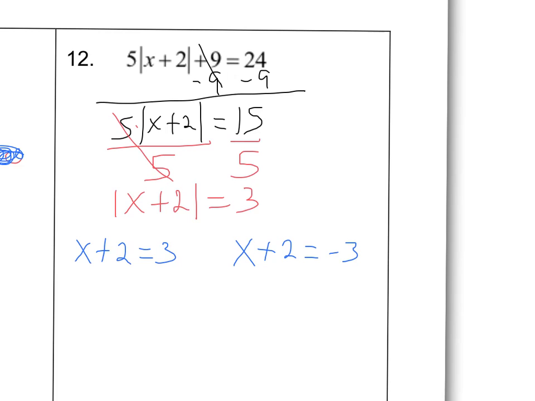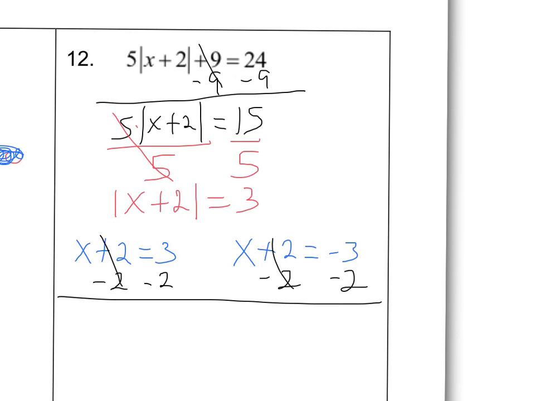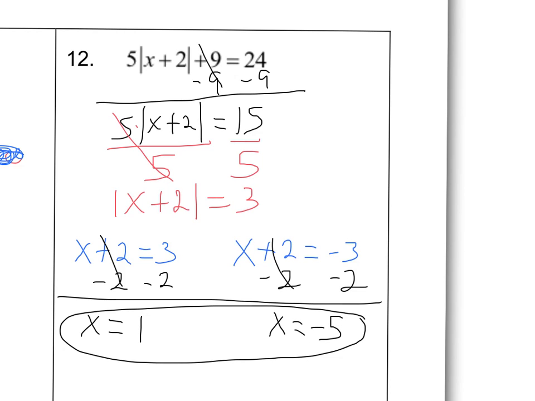And from here we can simply solve this out. So we'd subtract 2, and notice you can subtract 2 all the way across, for both of those equations. That's going to cancel and that's going to cancel. That leaves you with x equals 3 minus 2, which is 1. And then on this side we have x equals negative 3 minus 2, which will be negative 5. And so that will be our final answer: x equals 1 and x equals negative 5.